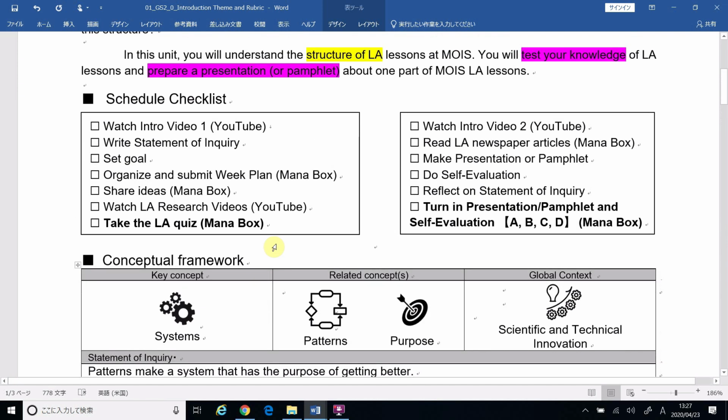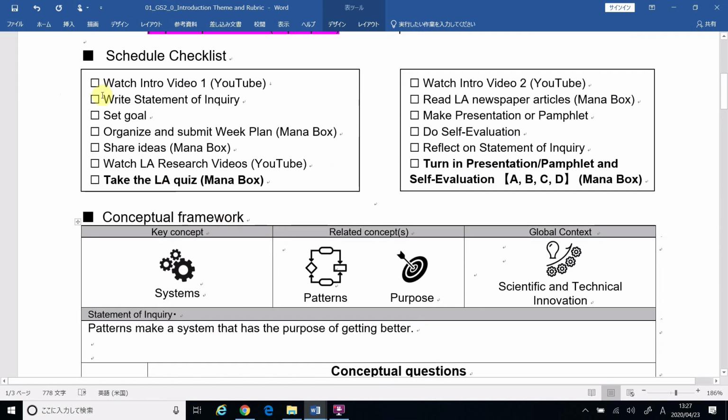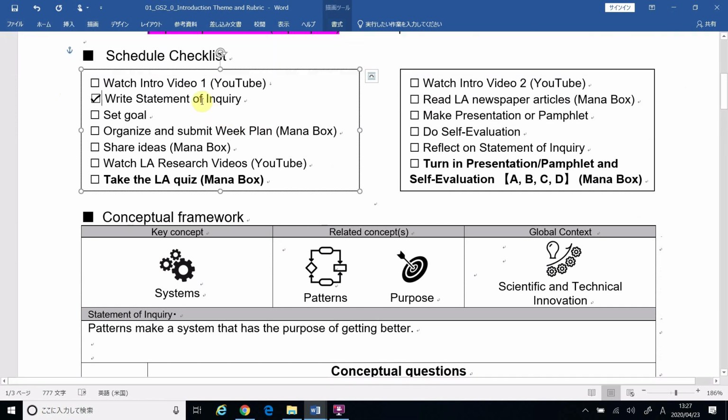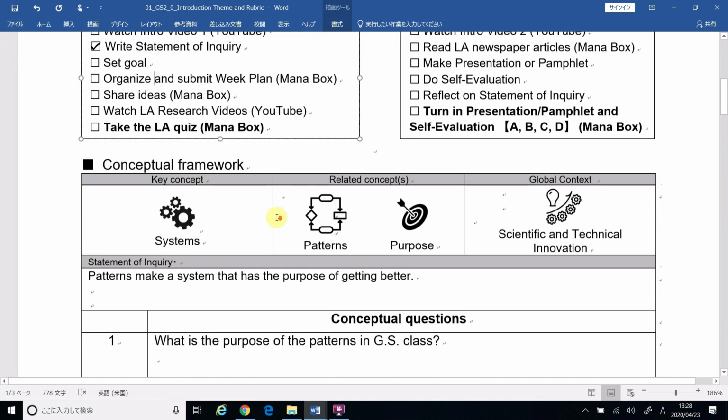Now, I'll go back up here and give myself a check in the box. Okay, so I'm finished with this. Next, I will set my goal. We did this last year, setting a goal.